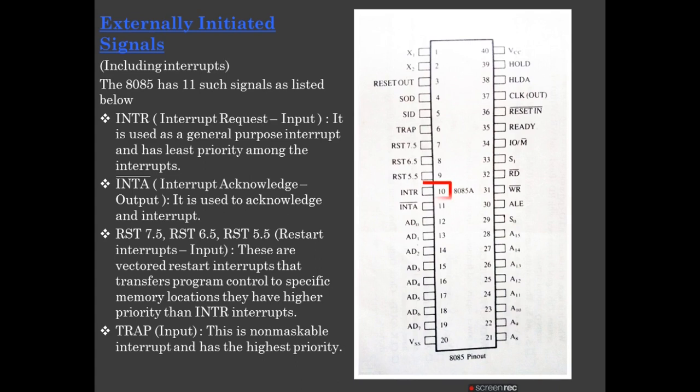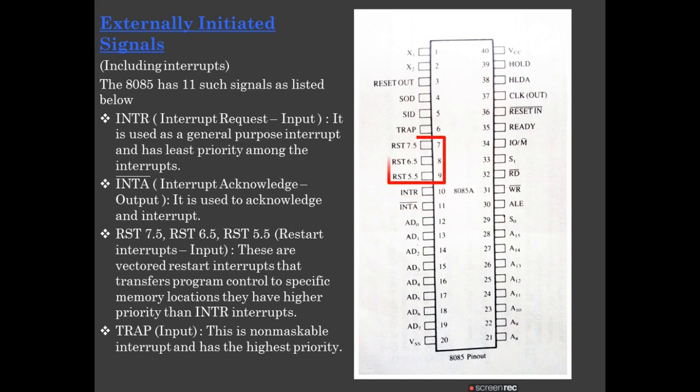The first one is the INTR, that is interrupt request input. It is used as a general purpose interrupt and has least priority among the interrupts. It is a non-vectored interrupt. And then is the INTA, that is interrupt acknowledge output. It is used to acknowledge an interrupt.